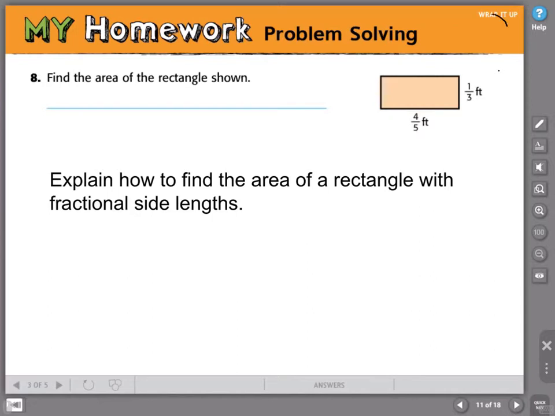This is our summarizing question. I want you to find the area of the rectangle shown, but I also want you to explain in complete sentences how to find the area of a rectangle with fractional side lengths. How is it the same, and how is it different from the other problems in area that you've worked on in 4th and 5th grade?